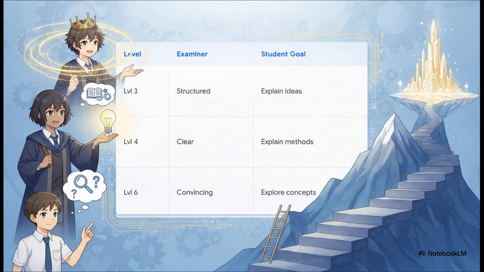To get a level 3, the examiner is looking for explained or structured comments, which honestly just means your goal is to explain basic ideas using relevant quotes. Easy enough. But to upgrade to a level 4, they want clear understanding. This means you need to clearly explain the writer's methods using the appropriate terminology. And if you really want to chase that top level 6, you need a convincing critical analysis. Your goal there is to deeply explore conceptual ideas using judicious, precisely chosen terminology. It is just a step-by-step climb from identifying to explaining and finally to critically analyzing.